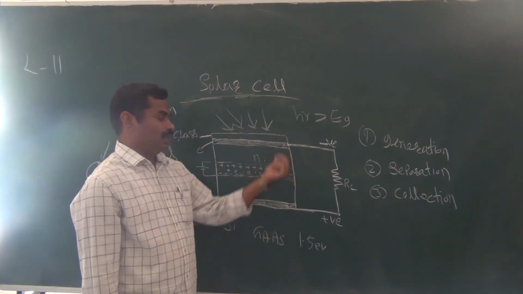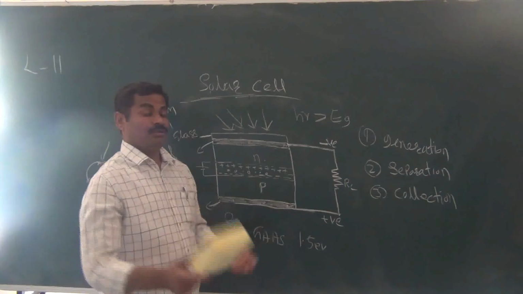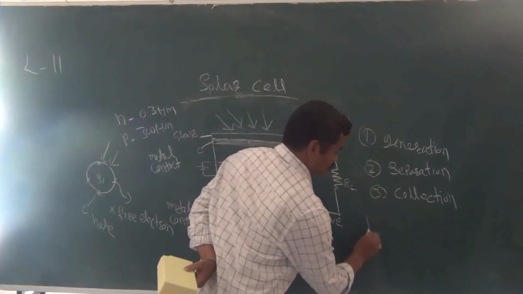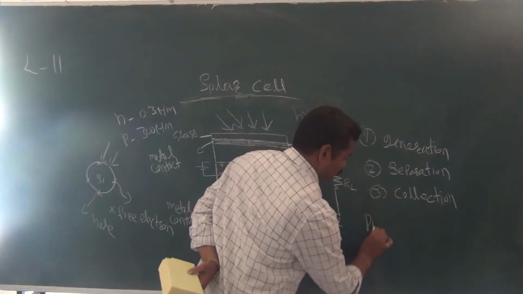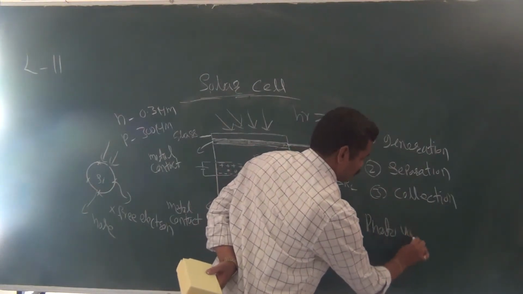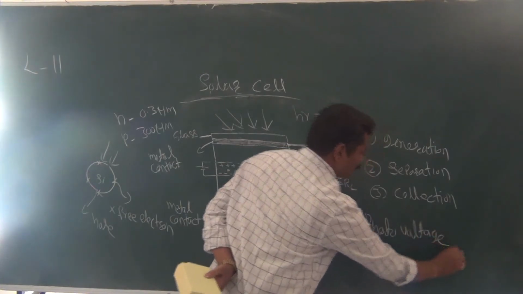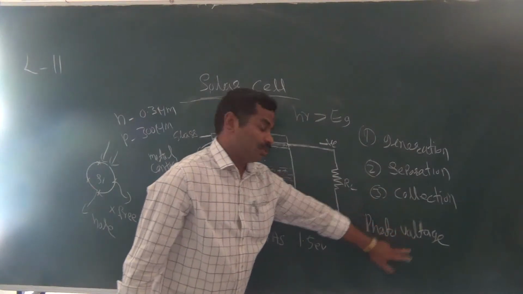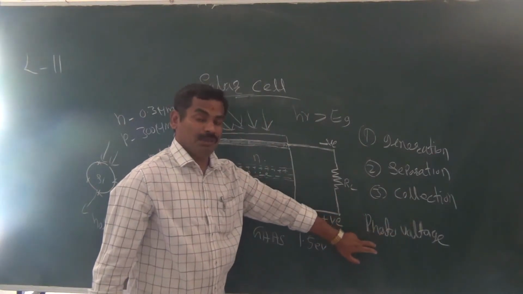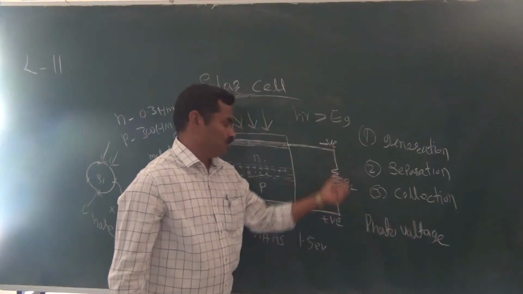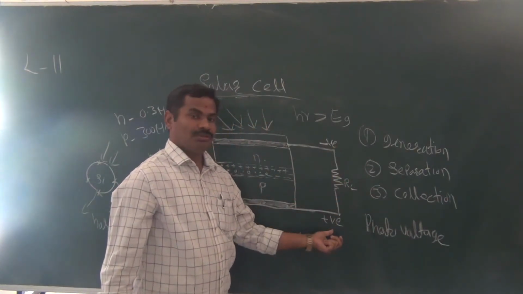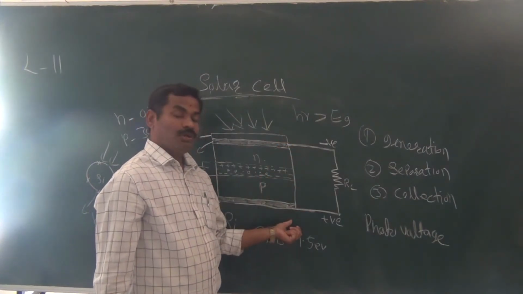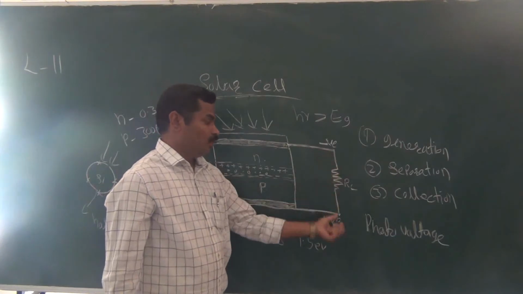It means they will create a voltage. That voltage is nothing but the photo voltage. What is photo voltage? You can write here photo voltage. Why is it called photo voltage? Here you are generating the voltage because of the incident photon energy. Here you get the negative and positive voltage, because here you have more number of electrons, which have negative charge, and here more number of holes, which have positive charge. They will create a potential difference here.